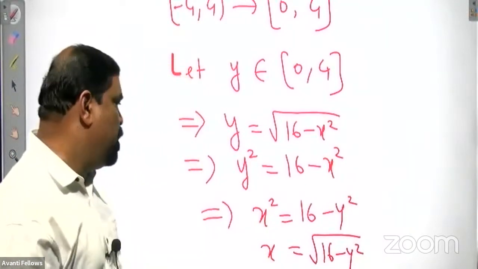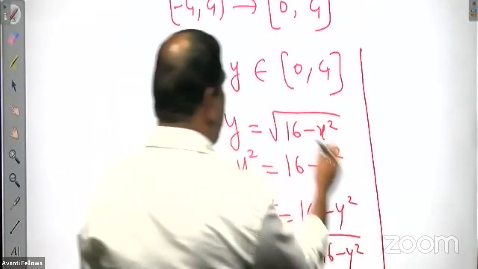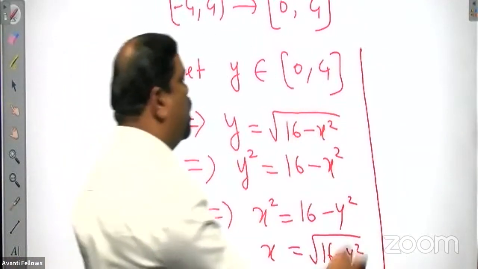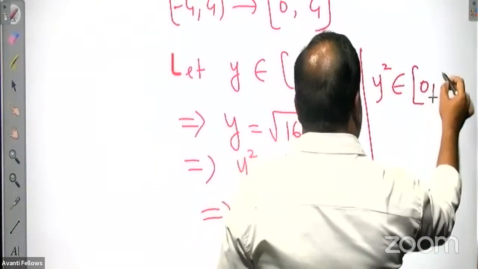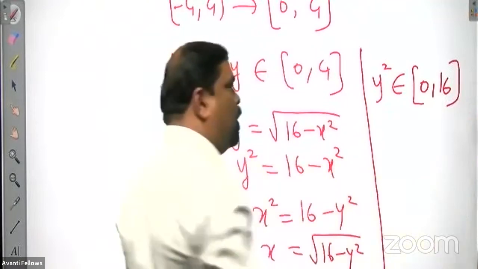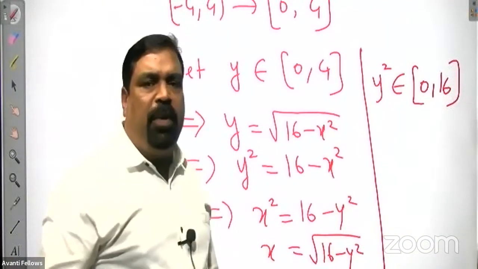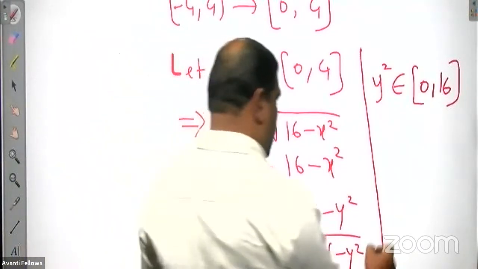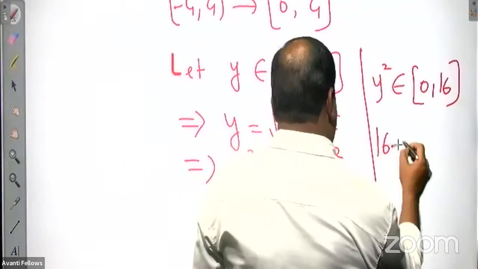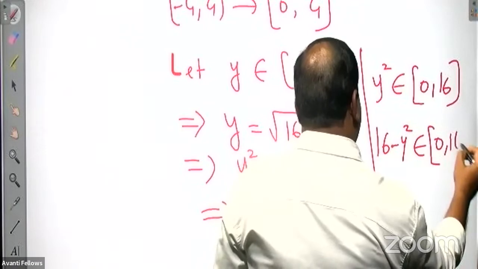So how to check it? It is given that y belongs to 0 to 4. So what about y square? Y square belongs to 0 to 16. If y is in between 0 and 4, then y square is in between 0 and 16, isn't it? That means 16 minus y square also belongs to 0 to 16.